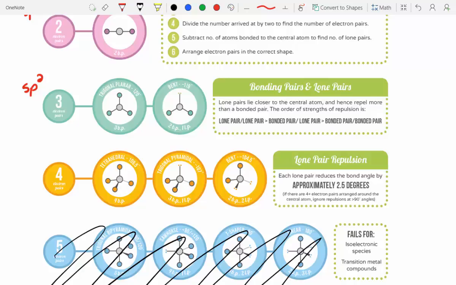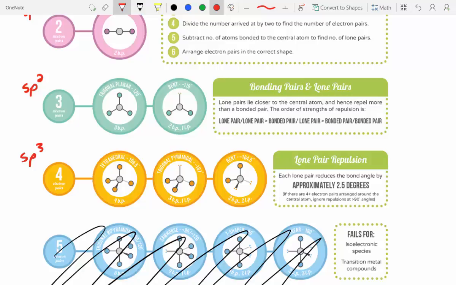If you've got 2 bonded atoms and then 2 sets of lone pairs, that means it's bent. A good example of that would be water. And all of these that have a steric number of 4 are going to be sp3 hybridized.